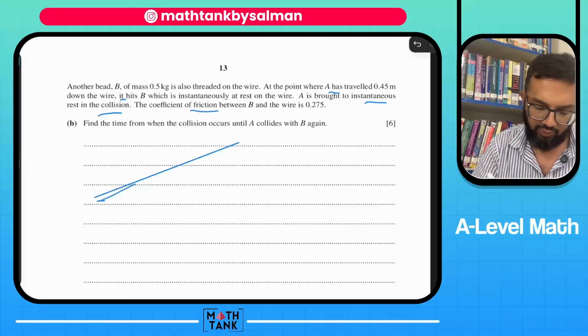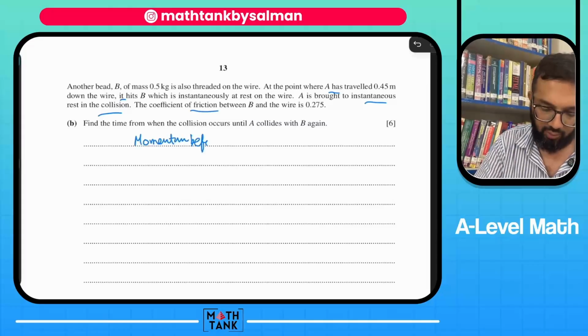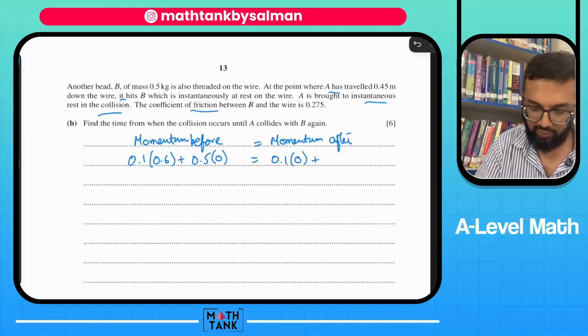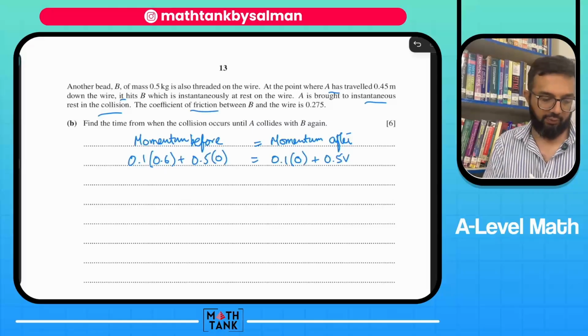Okay. So the first thing that's happening is there's momentum involved. So I'm going to say momentum before equals momentum after. Okay, 0.1 है, 0.6 हो गई थी इसकी स्पीड, 0.5 है, 0 थी इसकी इनिशियल स्पीड, 0.1 थी, 0.0 हो गई स्पीड, और 0.5 v. So let's calculate this. 0.1 into 0.6 divided by 0.5, 0.12 आ रहा है मेरे पास.